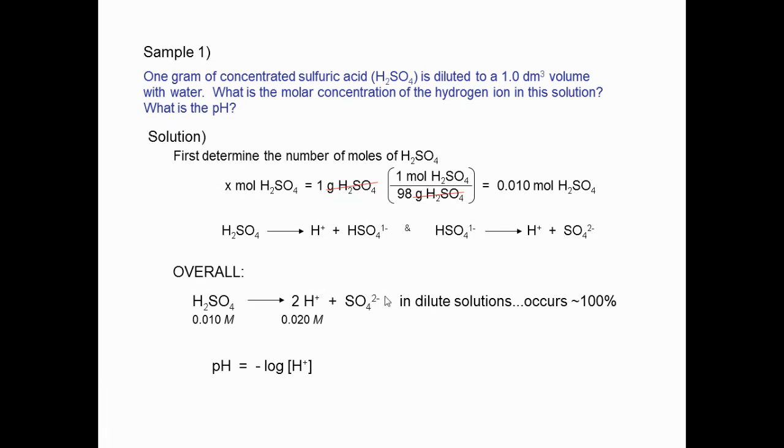Now, we were trying to answer a few questions here. The first one was, what is the molar concentration of the hydrogen ion? Well, there's the molar concentration of the hydrogen ion, 0.02 molar. And the second part says, what is its pH? Well, to get the pH, it's the negative log of H+. So I'm going to put in, for H+, my 0.02 molar. Type that into my calculator, and I get a pH of 1.69. This is a strong acid in water, and you can see that's a relatively low pH.